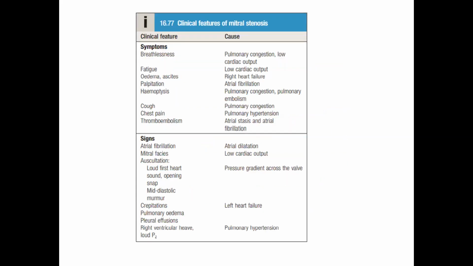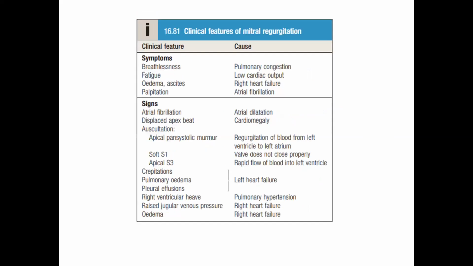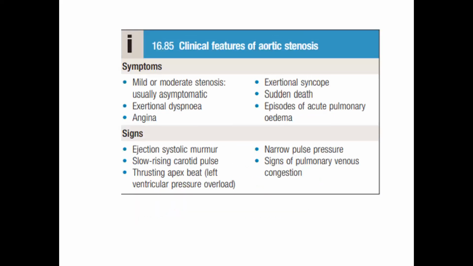Then mitral stenosis. You remember in mitral stenosis, the murmur is a mid-diastolic murmur. And the important thing to remember is that the cardiovascular disease which leads to hemoptysis is mitral stenosis, very, very important. Then mitral regurgitation, there is a pansystolic murmur. In aortic stenosis, an ejection systolic murmur will be there.